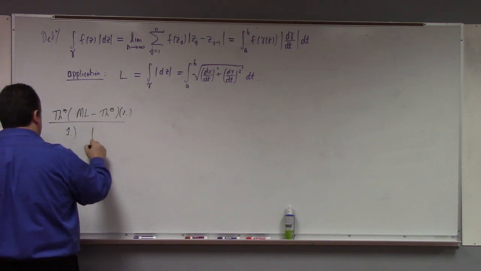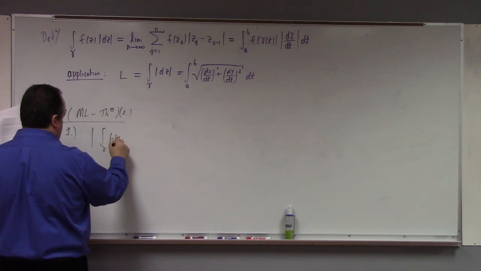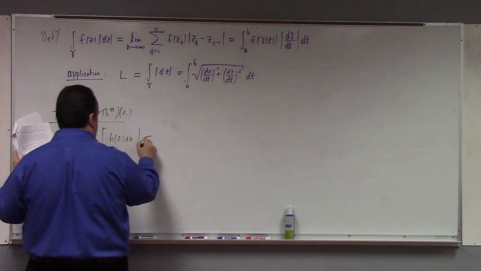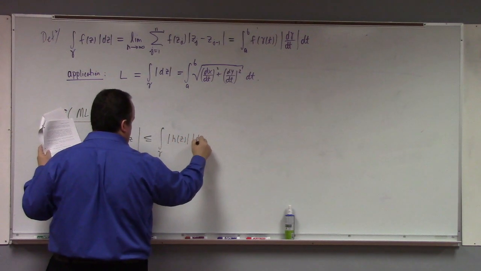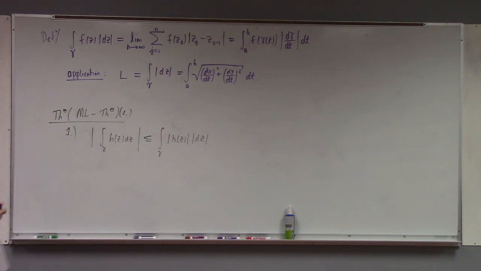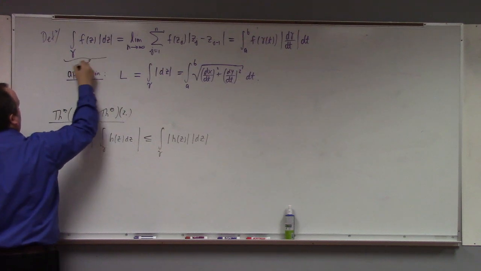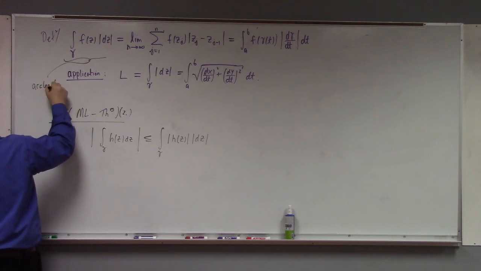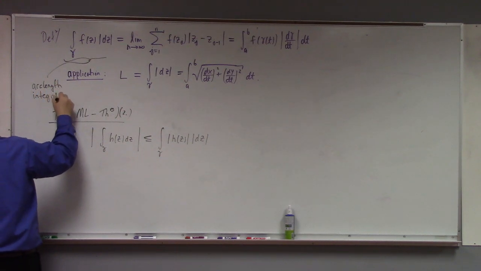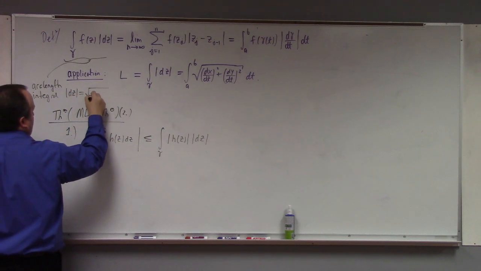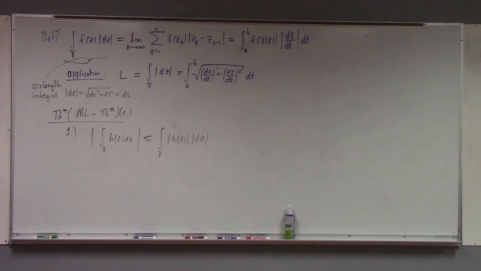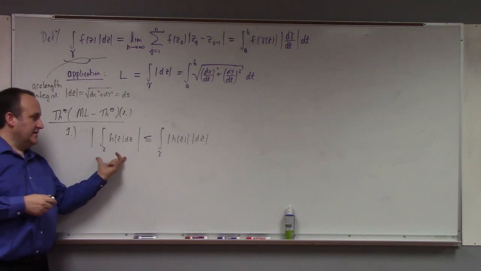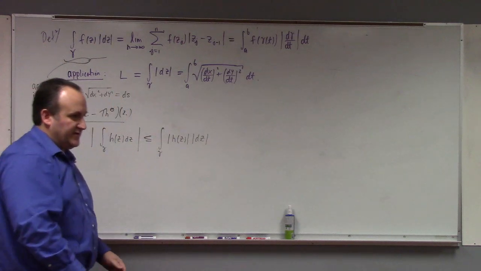Number one simply states that the modulus of the integral of h of z dz is less than or equal to the integral of the modulus of h of z, integrated over the modulus of dz. This is the arc length integral. Really, the modulus of dz is the square root of dx squared plus dy squared. It is what we usually call ds in Calc 3, truth be told. So first of all, one result you have is that the modulus of an integral is less than or equal to the arc length integral of the modulus of the complex function.